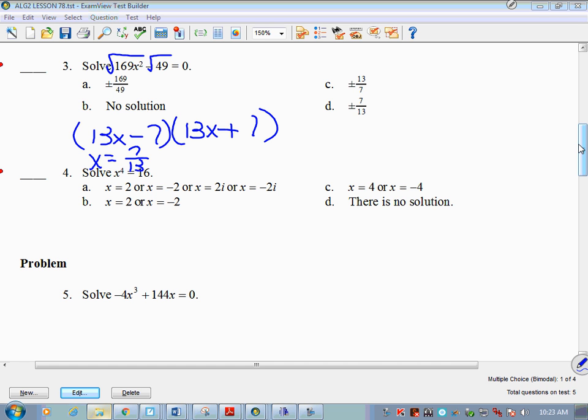7/13, right? What about over here? Subtract 7 and divide by. So I'm going to get negative 7/13. So what we can say is x equals plus or minus 7/13. Does that match any answer that we see up there? B. Okay.